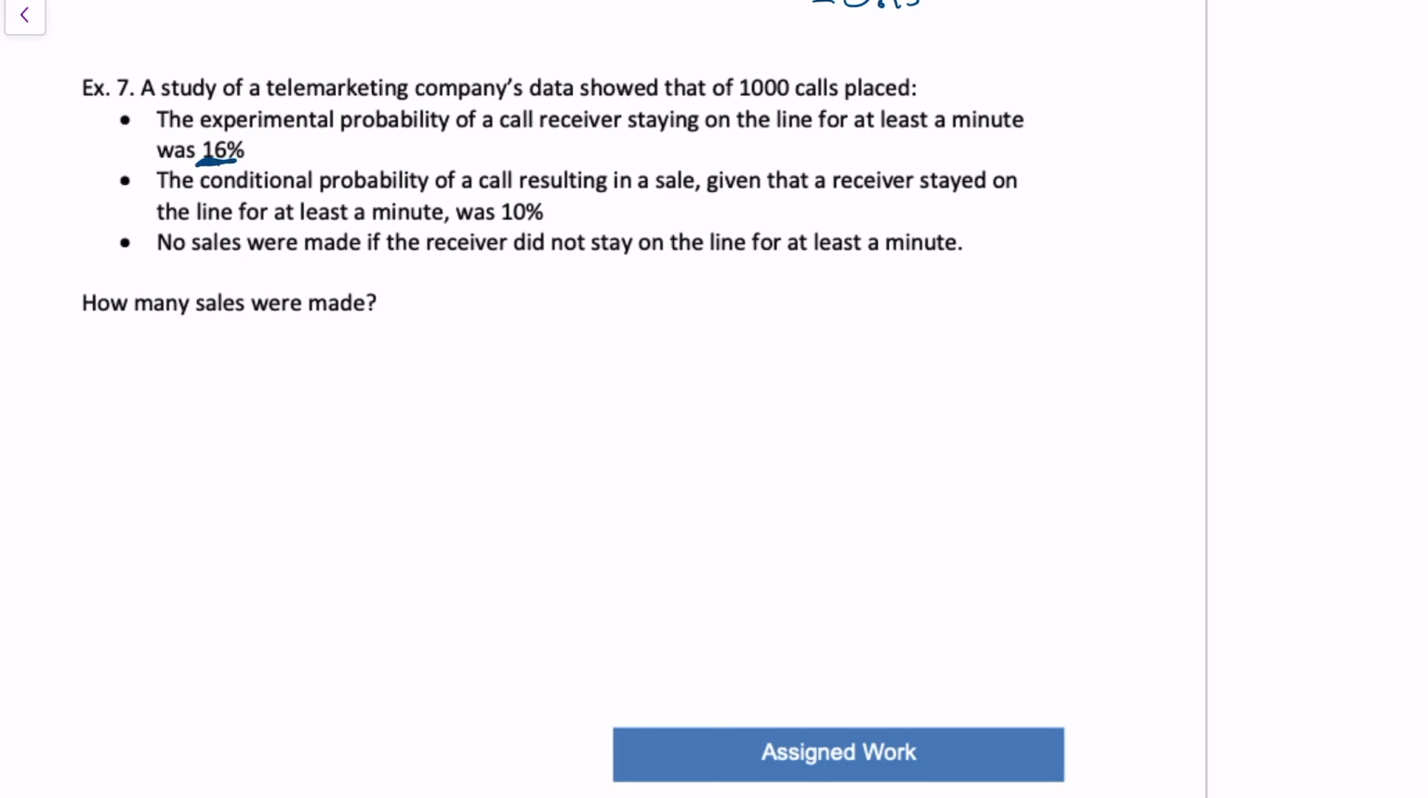The conditional probability of a call resulting in a sale, given that the receiver stayed on the line for at least a minute, was 10%. So that's telling us that we've got a conditional probability. So they have to stay on the line. It says no sales were made if the receiver did not stay on the line for at least a minute. So it's kind of the assumption in that case. How many sales were made? So let's kind of break it down.